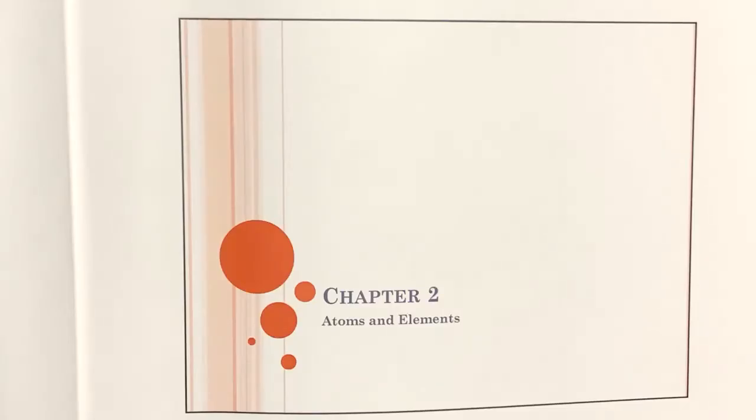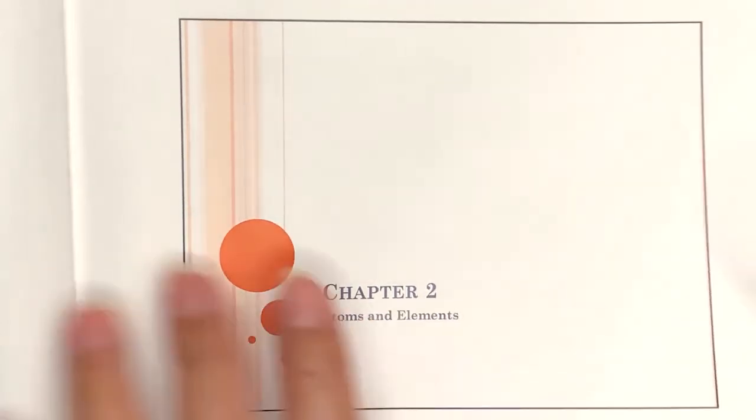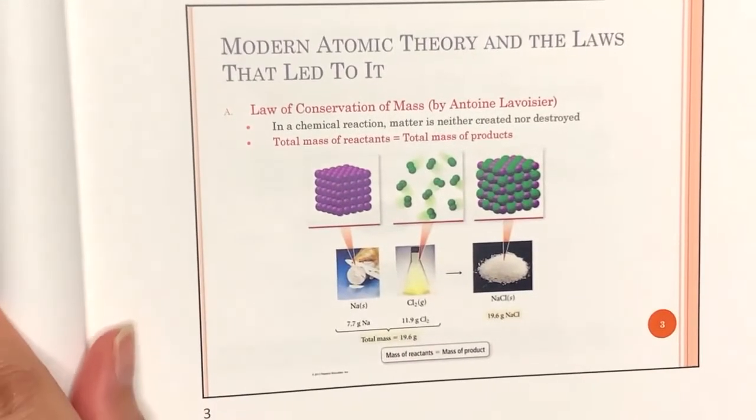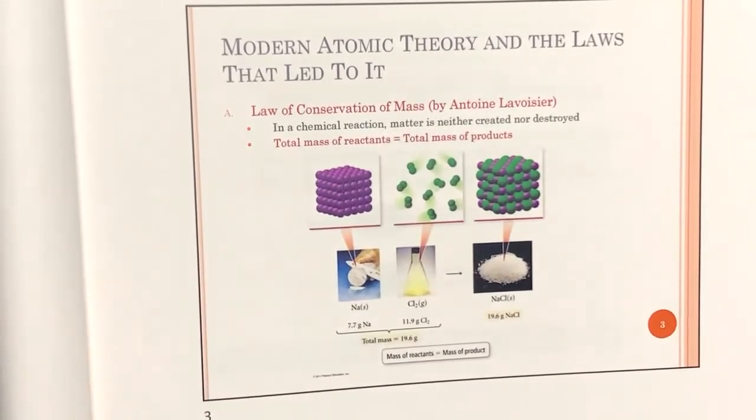Chapter 2 is about atoms and elements. So to begin, we are going to talk about some theories. So the first one, we have the laws that led to the modern atomic theory.